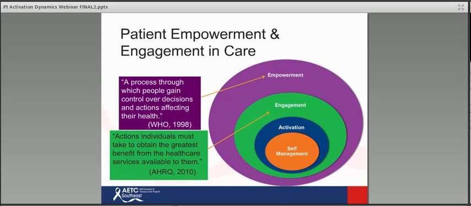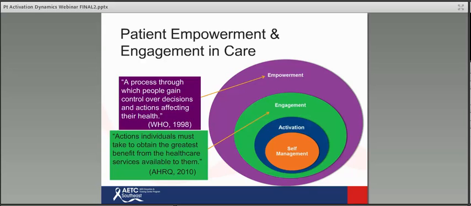So now let's look at some of those terms I promised that we would go over. One is empowerment. And empowerment is a process through which people gain control or feel that they have control over decisions and actions affecting their health. And this definition comes from WHO in 1998.